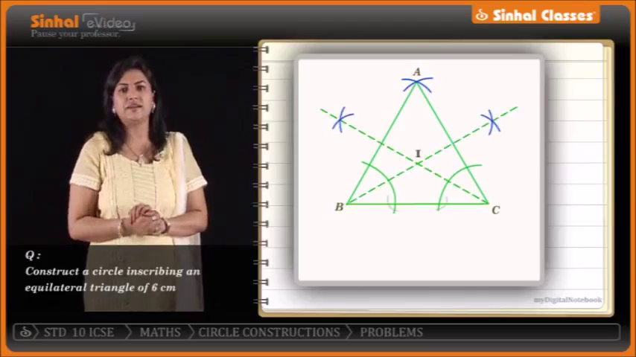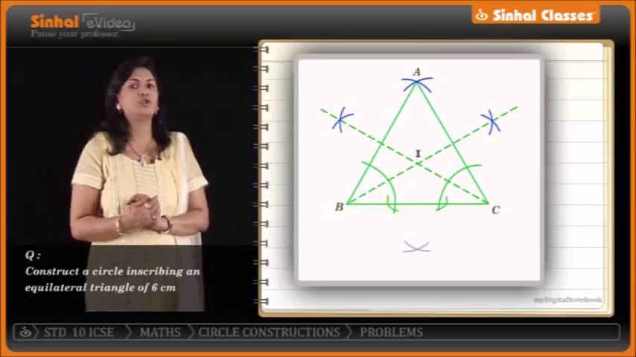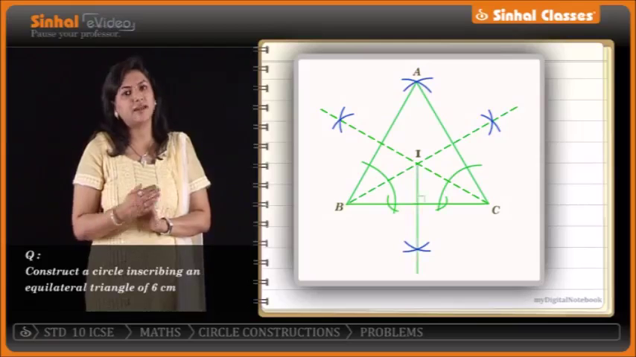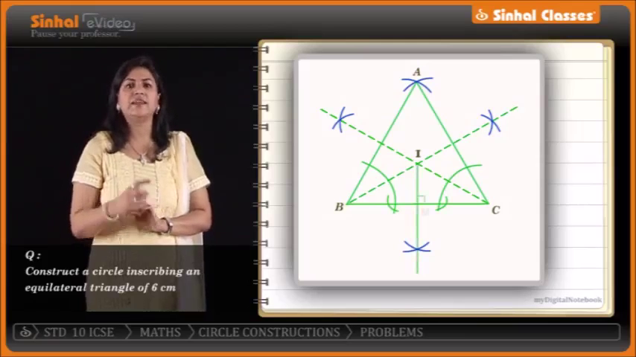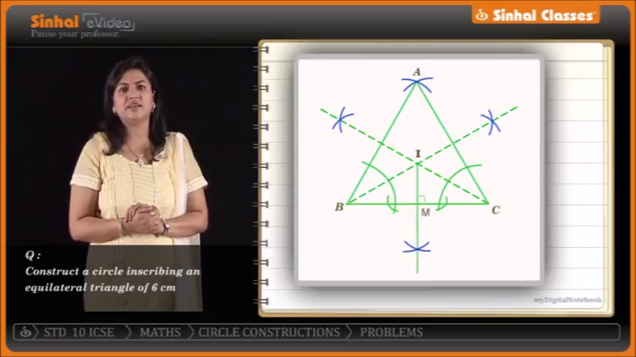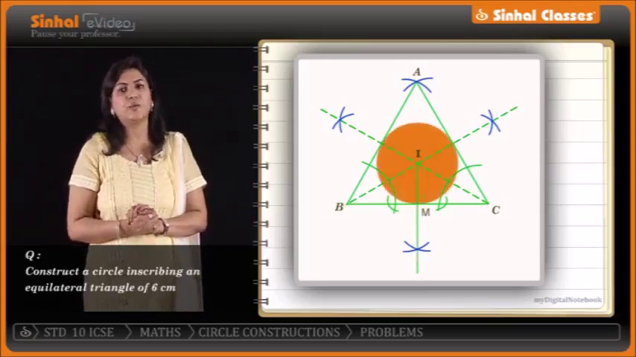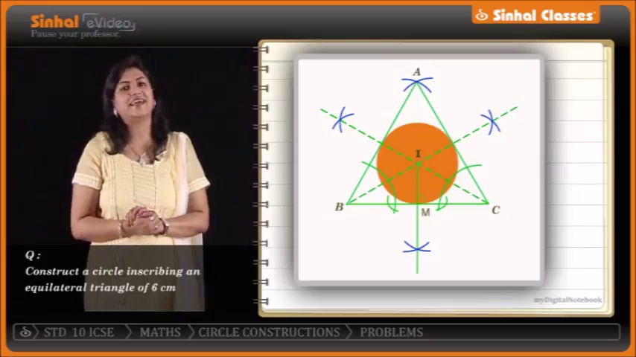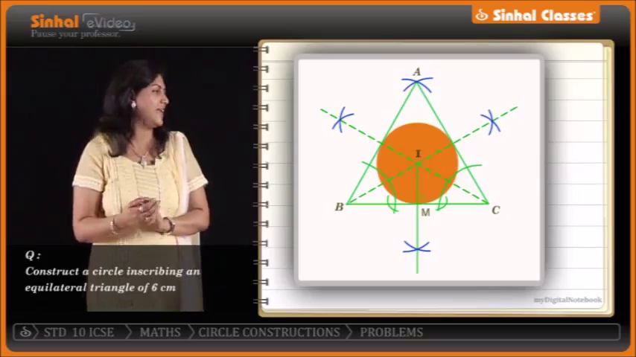Draw a perpendicular from I to BC. Mark that as point M. Now with IM as the radius, draw a circle. This will be the required circle in the equilateral triangle ABC.